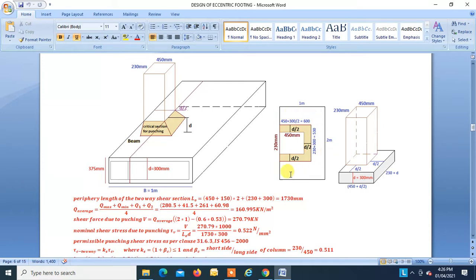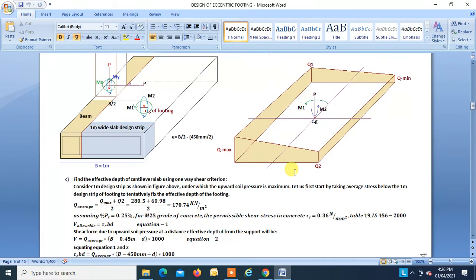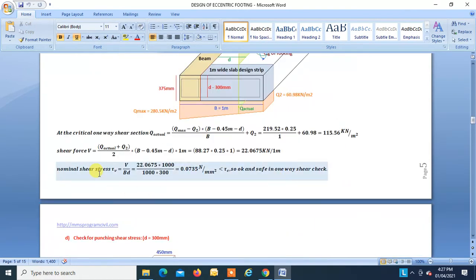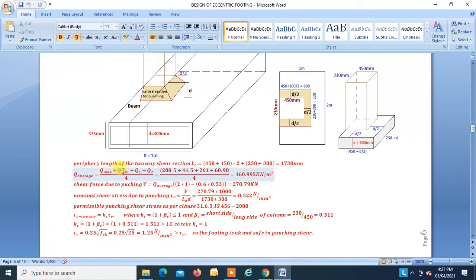Now we have to find the shear force under the area outside the critical section, right? Our upward soil pressure is something like this, so finding the actual shear stress becomes a little bit complicated. So what we do is take the average, Q max plus Q2 plus Q min plus Q1 divided by 4. We are assuming an average upward soil pressure, which is equal to 160.995 kilonewton per meter square. We are assuming that a uniform upward soil pressure is acting below the footing. It's an assumption.